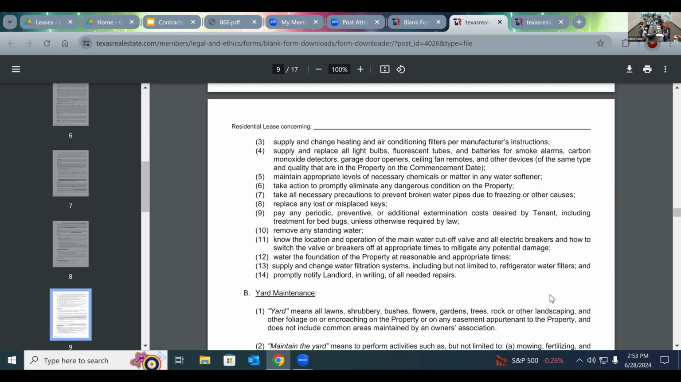Some of this the landlord will. It says right here, know the location and operation of the main water cutoff valve and all electric breakers and how to switch it on. As a landlord, wouldn't you want to make sure that's known? So do a walkthrough with the tenants.